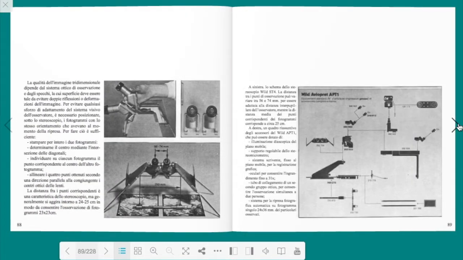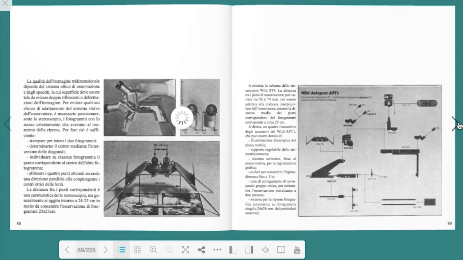To avoid any effort to adapt the observer's visual system, it is necessary to place the frames in the same orientation under the stereoscope as they had at the time of shooting. To do this it is sufficient to print the two frames in full.